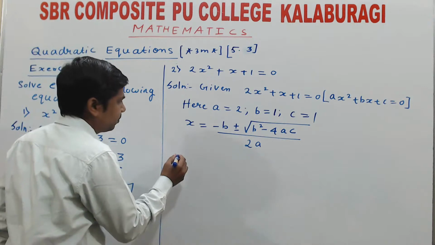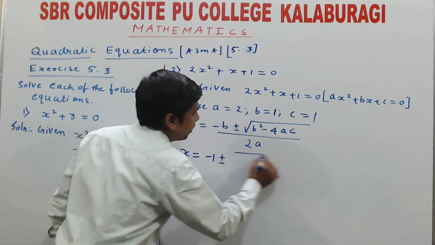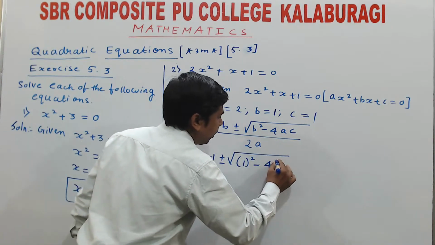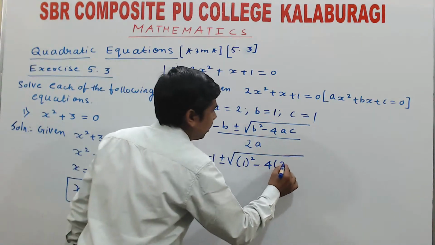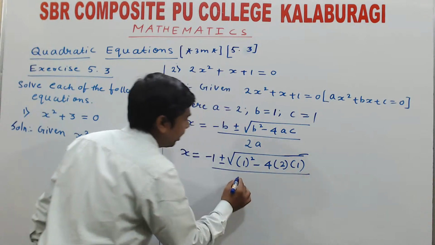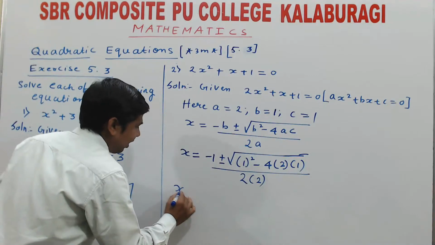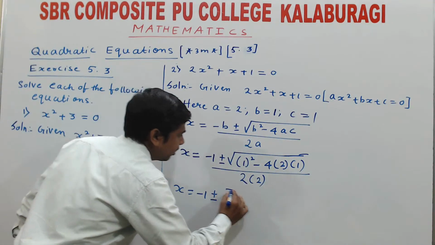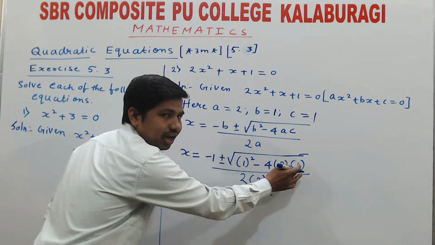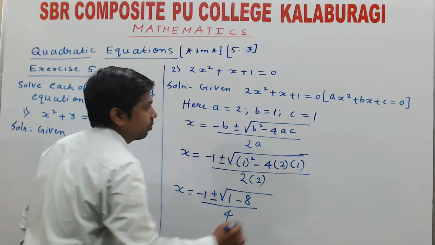Substituting all those values, b is 1, so minus 1 plus or minus square root of b square, that is 1 square, minus 4 into a is 2 and c is 1, divided by 2 into a, which is 2. x equal to minus 1 plus or minus square root of 1 square is 1, 4 2s are 8, 8 1s are 8 only. 1 minus 8, by 4.